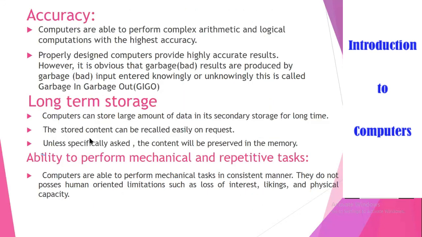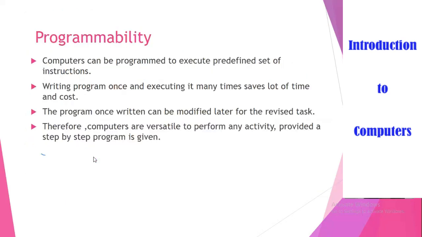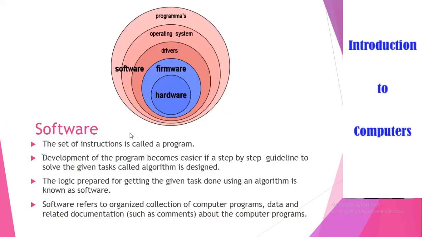Now these topics are explained in a few points. Now comes software. The software is a set of instructions. So depending on tasks that we are going to perform on computer, different softwares are there. Now development of program becomes easier if a step-by-step guideline to solve the given task, called algorithm, is designed. So what is algorithm? Before creating a program, programmer works on the logic, and that logic is converted into pages with some symbols and logic. So that is algorithm.